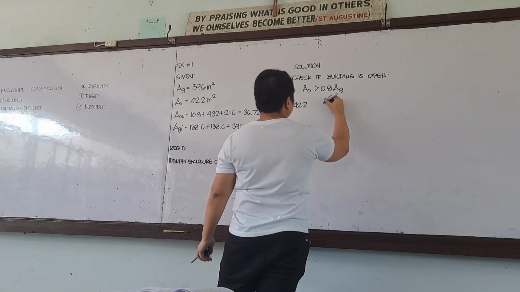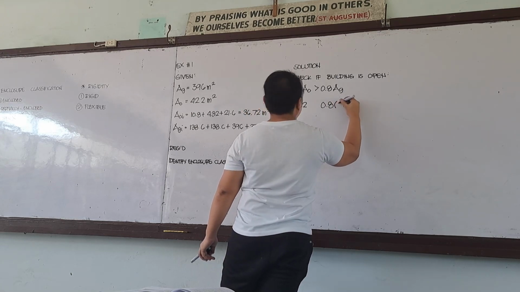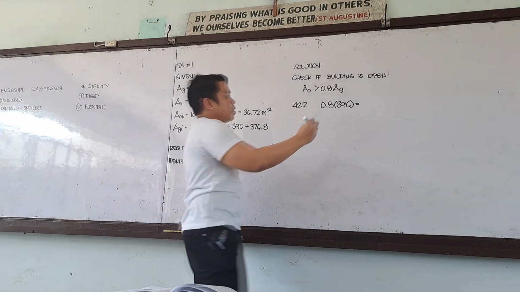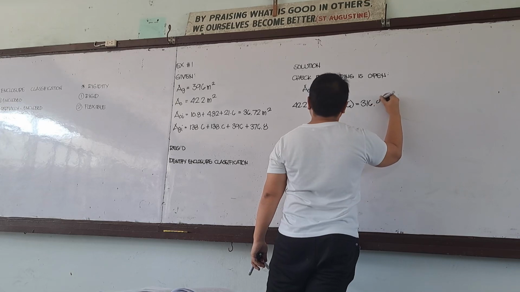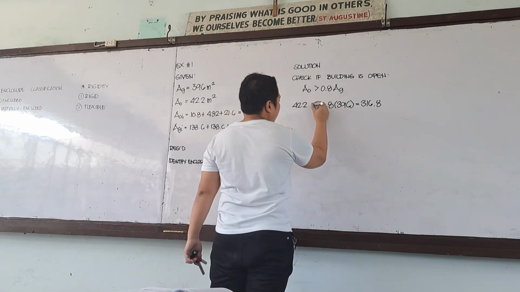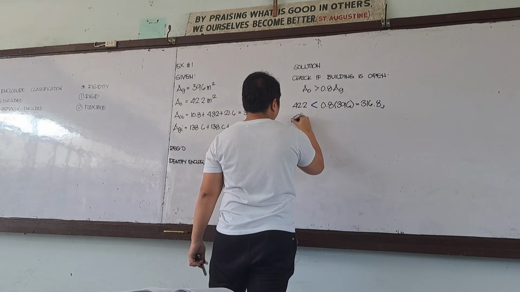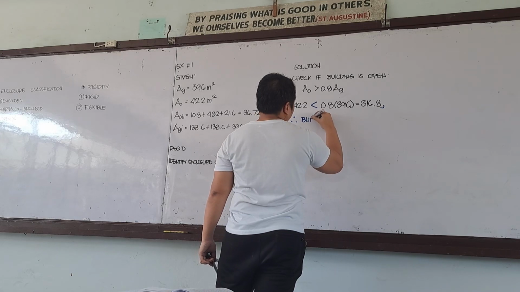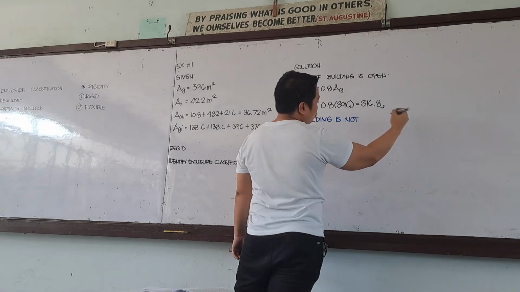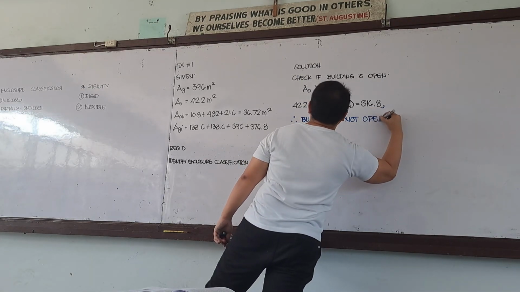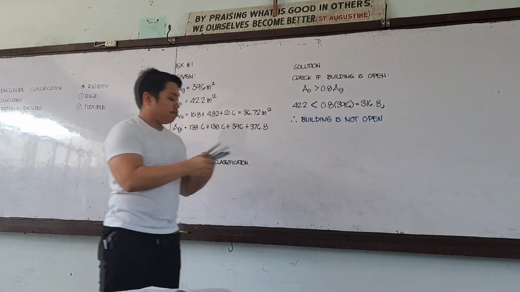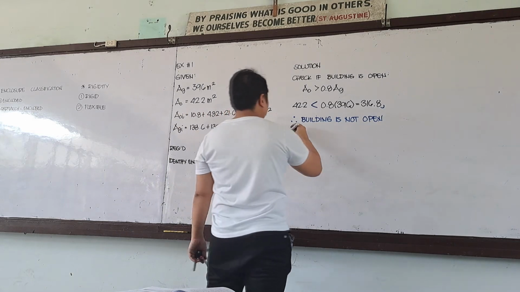0.8 AG is 316.8. Is this greater than or less than? Less than. Therefore, the building is not open. Next, check.